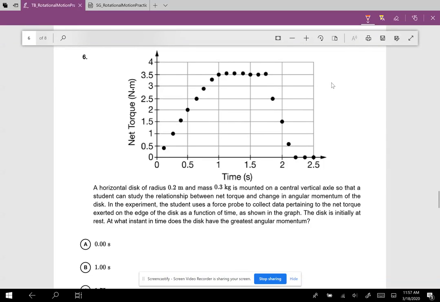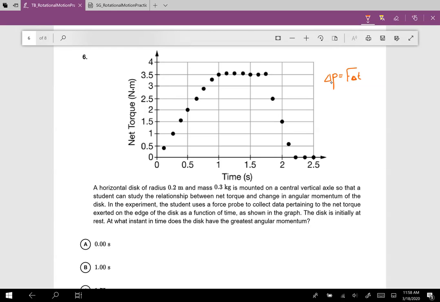Right, so this is again us extending our knowledge, using what we did in our momentum unit to look at angular momentum. It gives us a lot of information, but what we really need is just the graph. So back in our momentum unit, we said we have this idea that our change in momentum equals our force times our change in time.